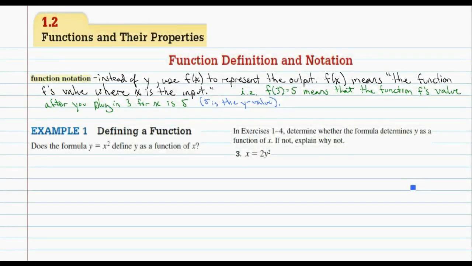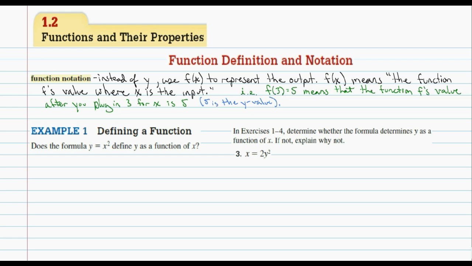This is the screencast for section 1.2, Functions and Their Properties, the most important section of the year. Sorry to throw this at you so early in the school year, but like I said, it's important and we're going to be using it pretty much every day for the rest of the school year.